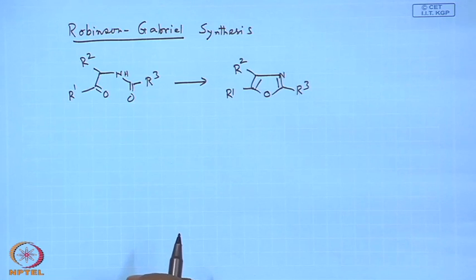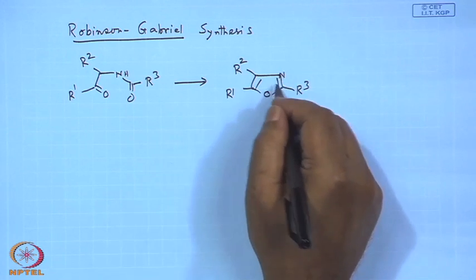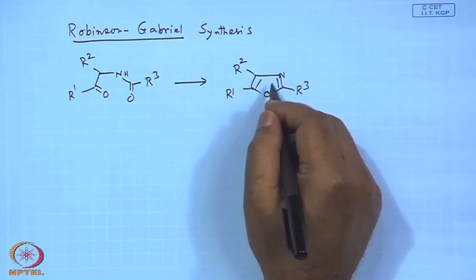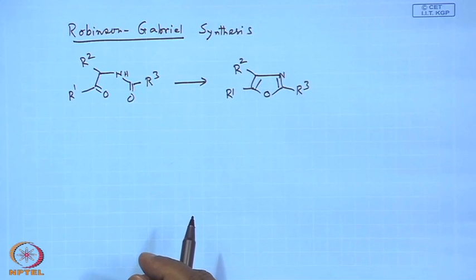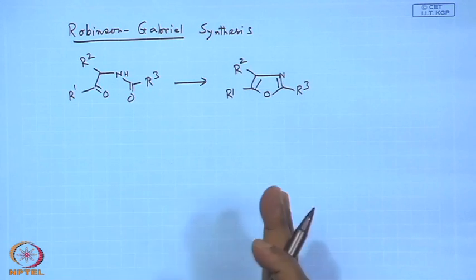On the left hand side, what is the oxidation number? 1, 2, 3, 4, 5, minus 1, 4. On the right hand side, you have 1, 2, 3, 4, 5, minus 1, 4. So the oxidation number did not change. That means you have to use either acid or base. In this particular example, you have to choose an acid, because you want to do a condensation, and that too with a dehydrating acid.